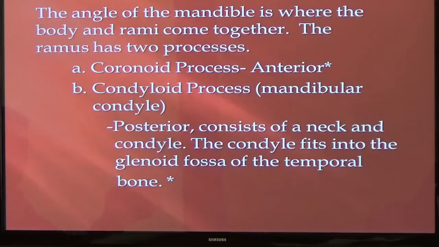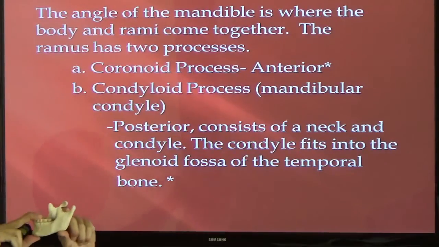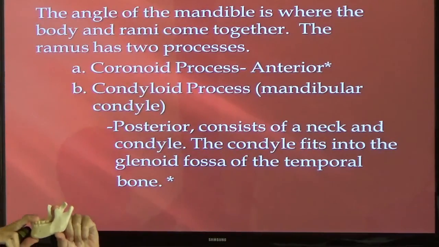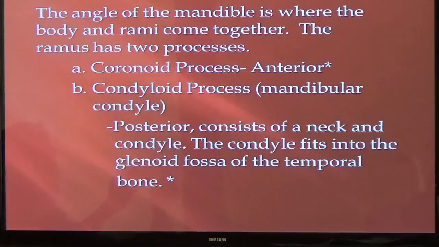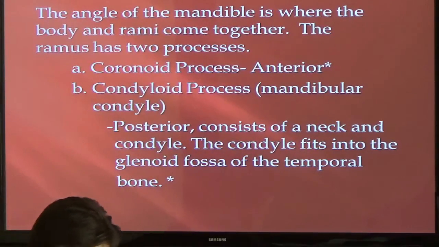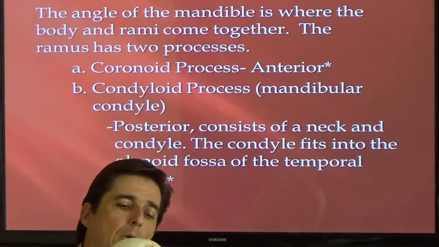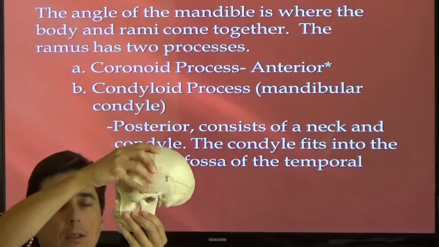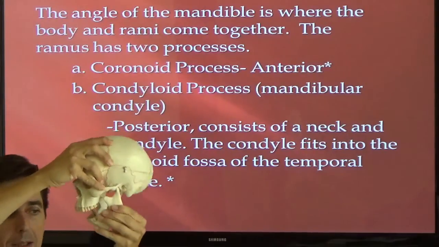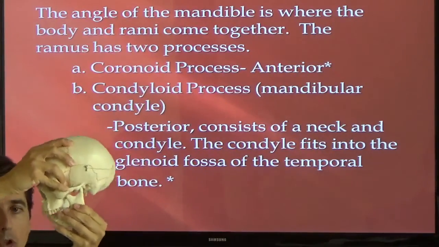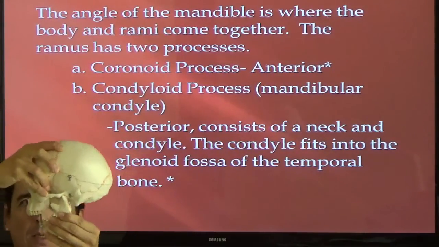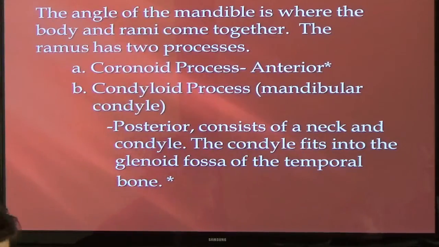The condyle fits into the glenoid fossa of the temporal bone. Okay, so know that the condyloid process, not the coronoid process, fits into the glenoid fossa of the temporal bone. Again, the temporal bone, glenoid fossa, that's where it articulates. That's your temporomandibular joint. Okay? So the glenoid fossa of the temporal bone.